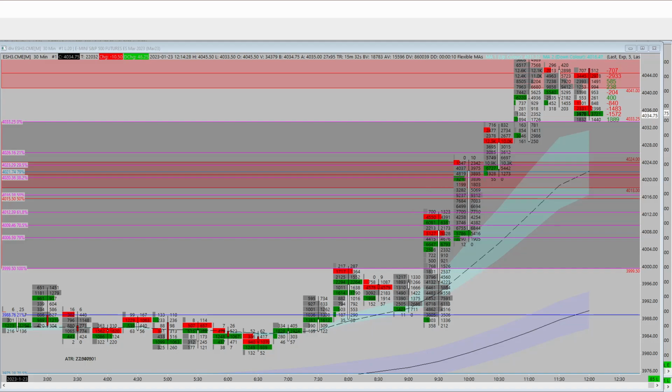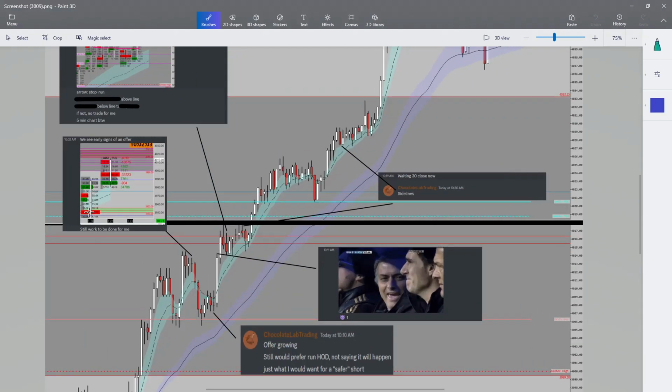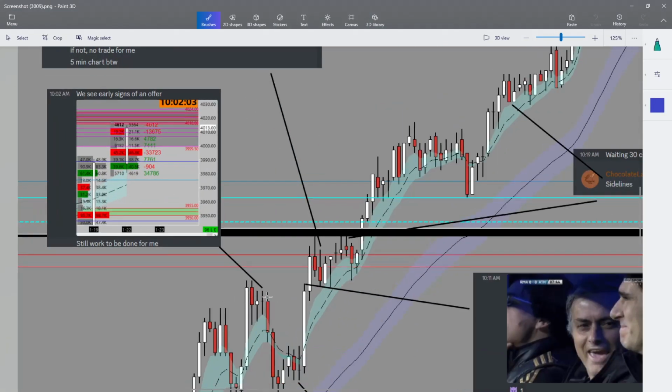Now, here's where I'll pull up this. And I sent a screenshot, right? We're trading at the high of the day pretty much. And I said we see early signs of an offer, right? This is a daily chart. We see this volume node growing out. We have a selling imbalance, but there's still work to be done. This is an area where we would like to be short.